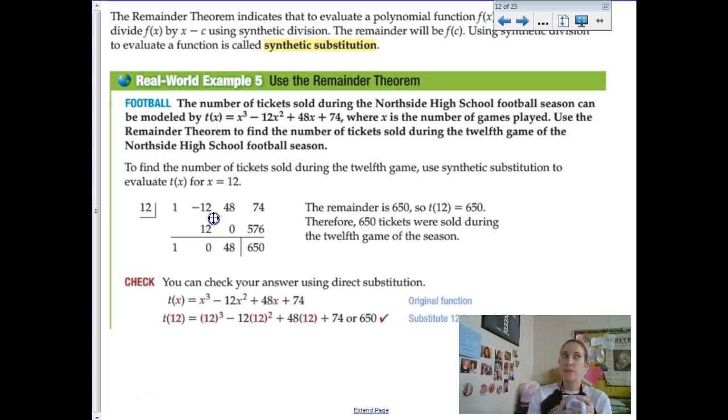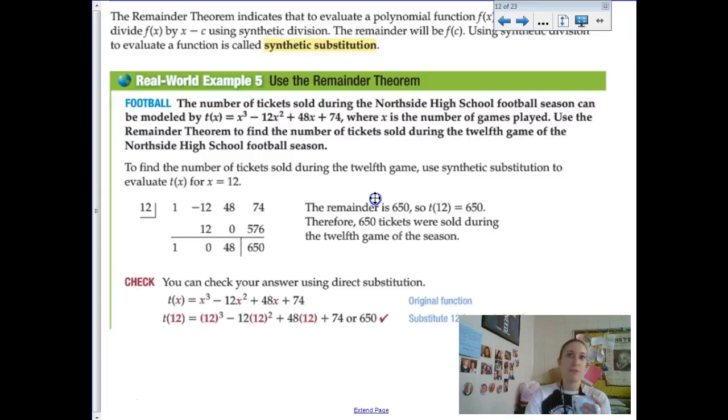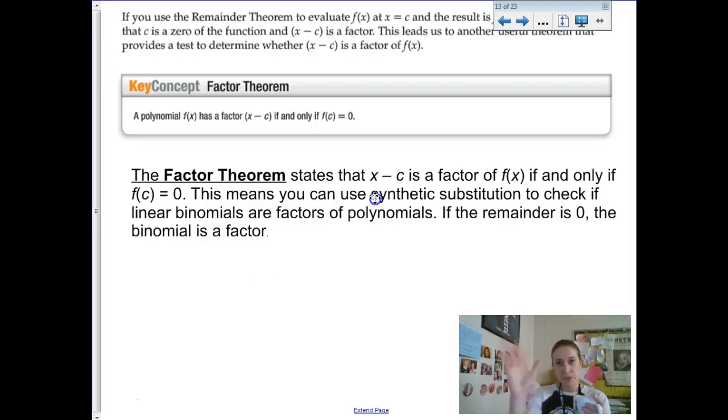When you are doing synthetic or long division, whatever the remainder is, that is also the answer that you would get if you evaluated that polynomial at that particular value. Like for instance, if I back up to this example, if I were to plug in a 1 into this polynomial, it would give me an answer of 10. So it's actually a very quick way of evaluating a higher level polynomial without the use of a calculator. A lot of people, when they're stuck in a jam, like they don't have a calculator and they need to plug in a value, they'll use synthetic substitution instead of trying to muscle through all the powers. So there's some examples of that.